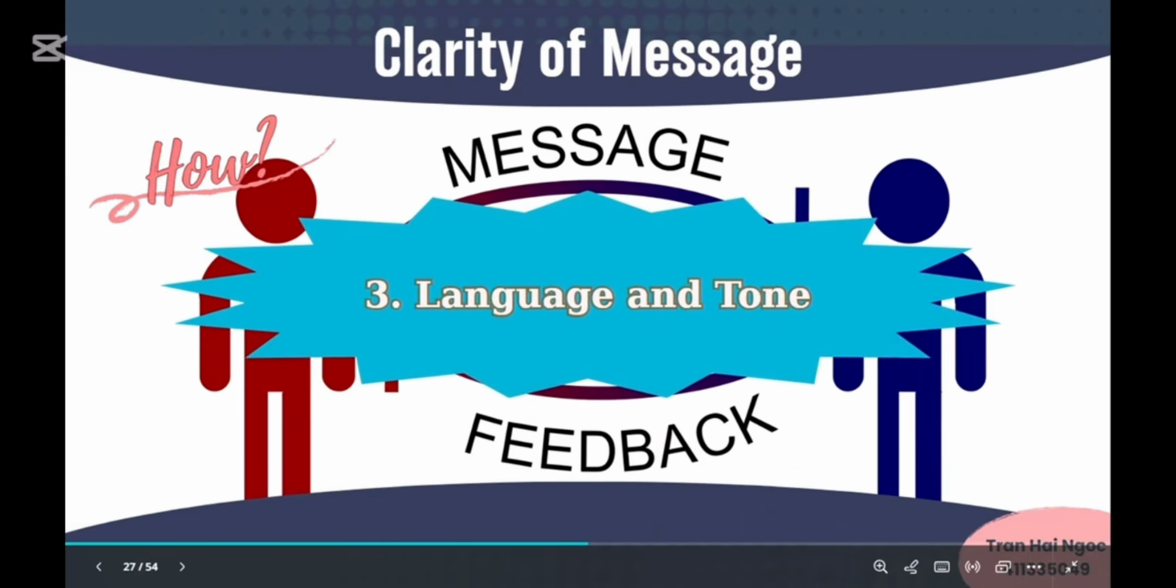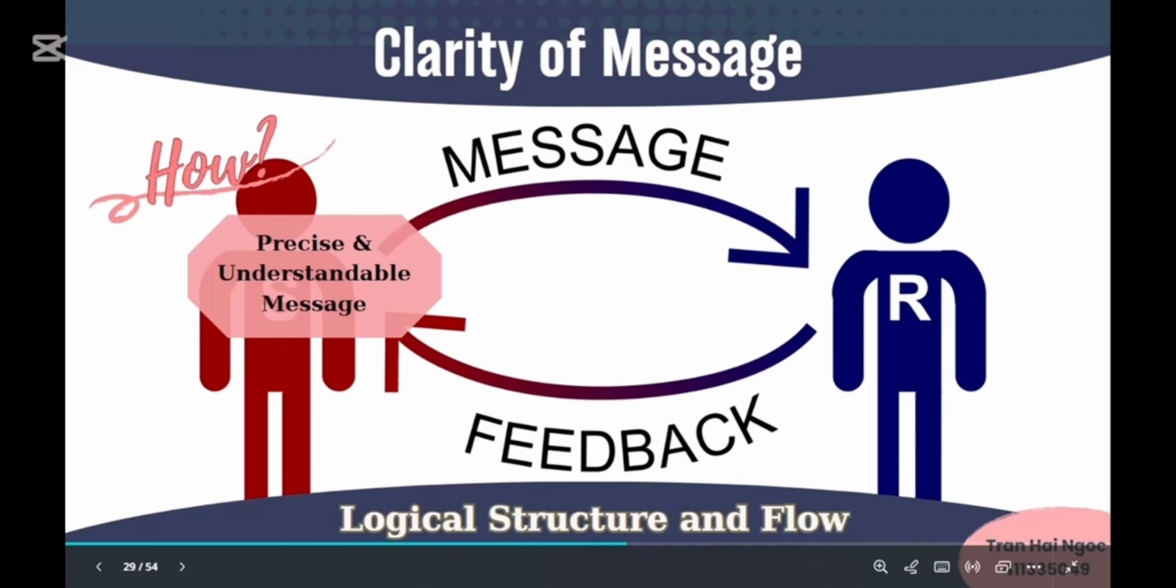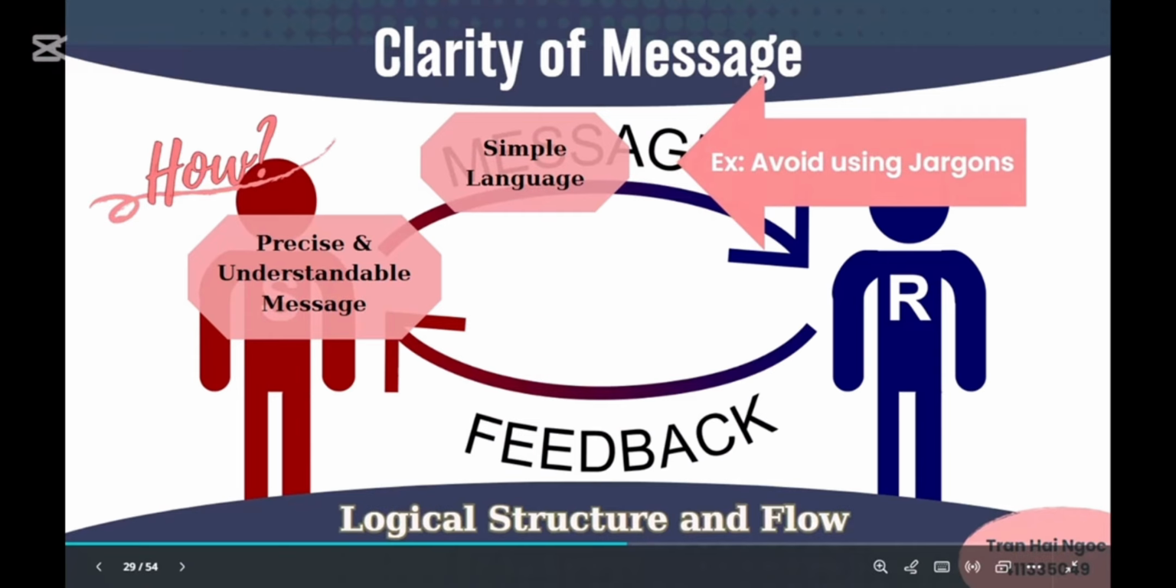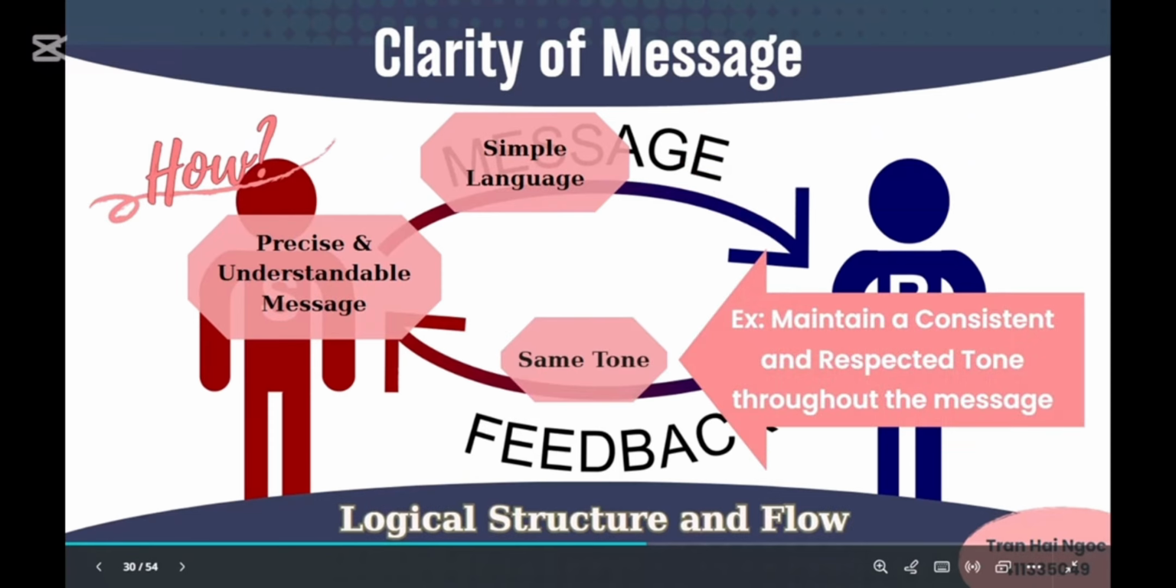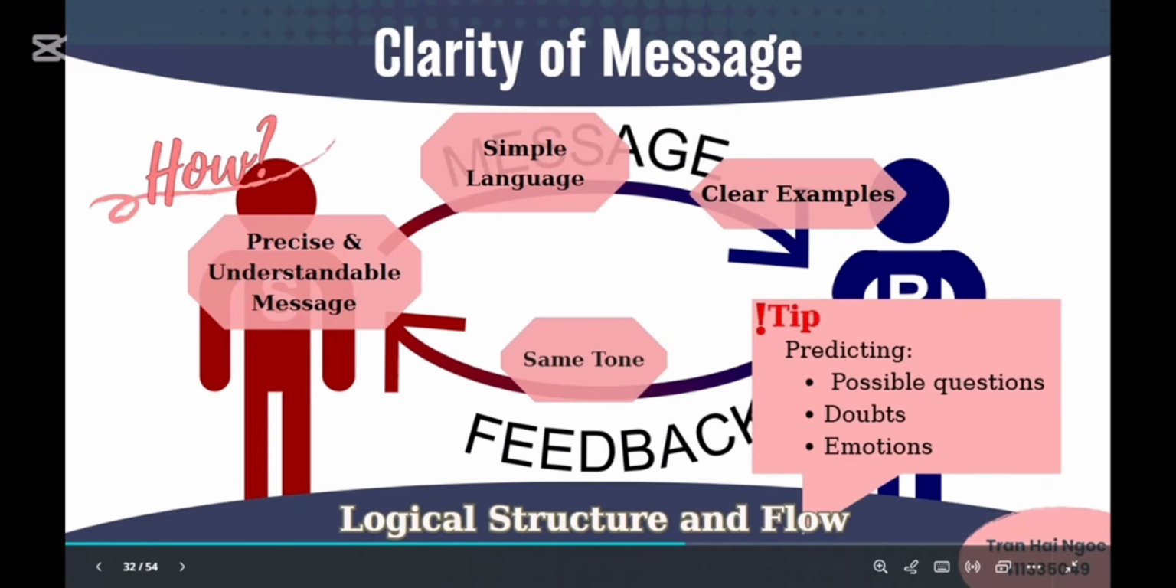Last but not least, your language and tone. Make sure that the message is precise, understandable, and free from ambiguity, using simple language. For example, avoid unnecessary jargon that might create confusion. Keep a consistent tone throughout so your message feels cohesive. And, most importantly, make it relevant with clear examples. It's a good idea to use analogies or anecdotes or even short stories that your audience can relate to. A useful tip is to try to predict possible questions, doubts, and emotions, so you can tailor your message more effectively.